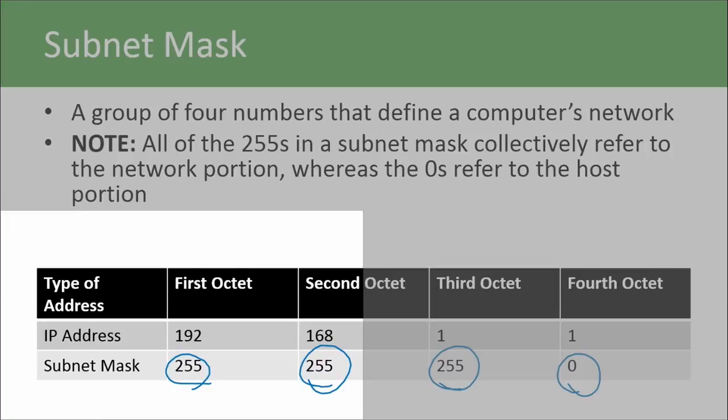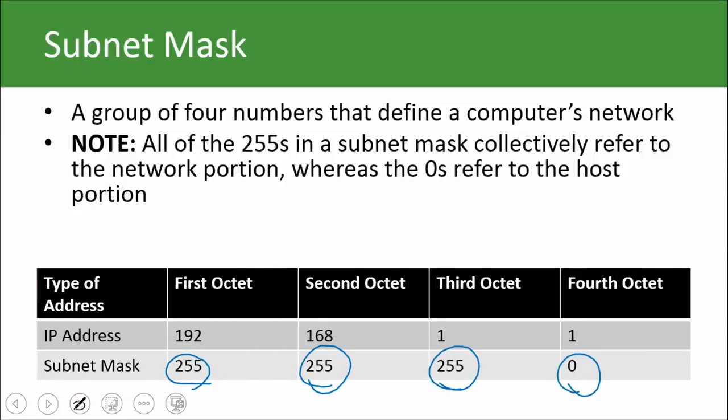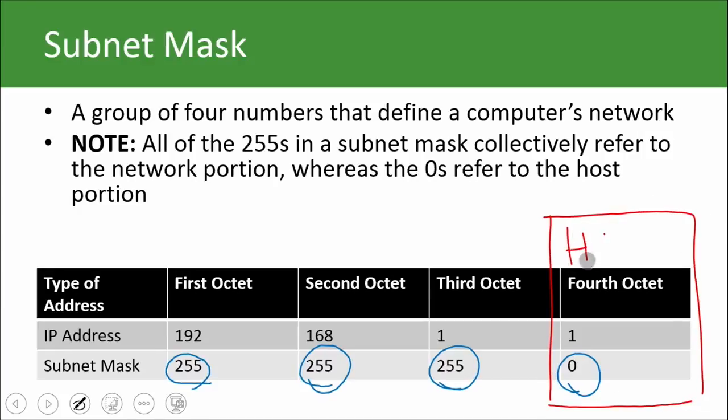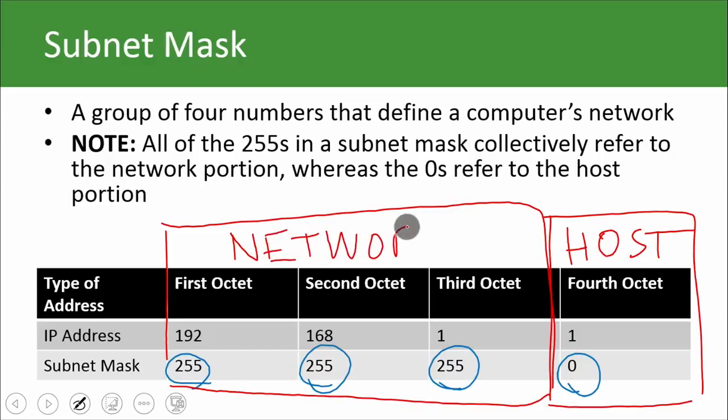So if I change my slide color, or sorry, my pen color here, this 4th octet is the host portion, right? So that's like our street address. In contrast, over here, everything that is represented by a 255 is going to be our network portion. This is really important for us to keep in mind as we're learning this. We'll revisit it throughout this course.